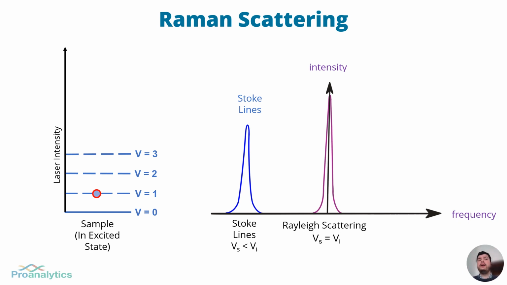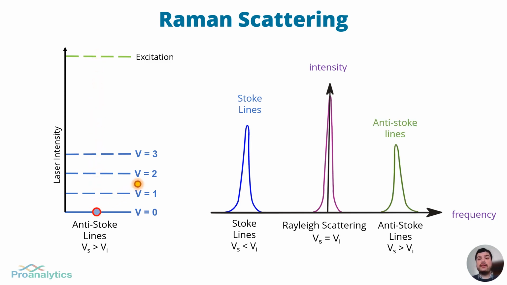And the third profile is the anti-Stokes line. In this case, the sample is already in an excited state. For example, the sample could be heated and the molecules are already in an excited state. But this time the light is scattered with more intensity once the sample has reached the ground state. In this case, Vs is greater than Vi. The photon that scatters can gain energy from the drop of the vibrational state of the molecule, which is called the anti-Stokes line.